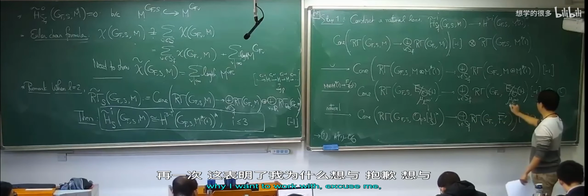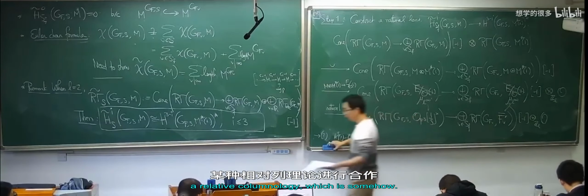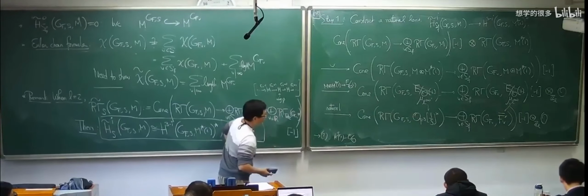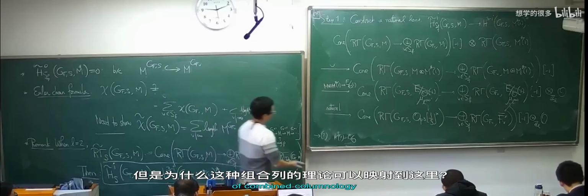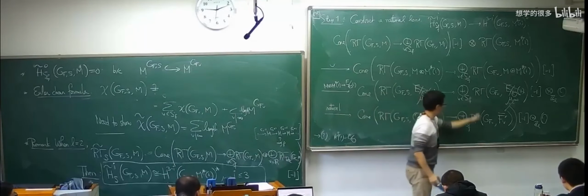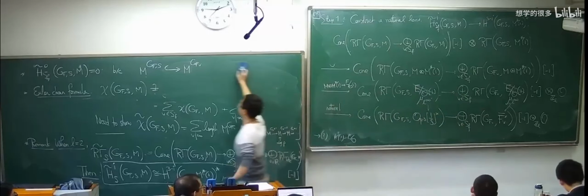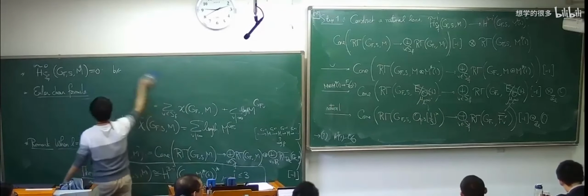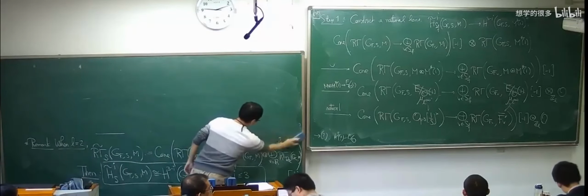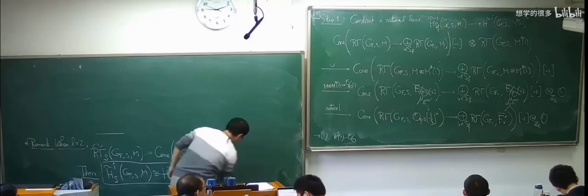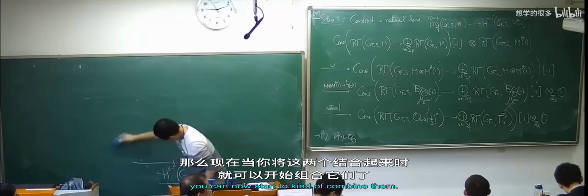Once again, this is an indication of why I want to work with relative cohomology. Otherwise, if you take cohomology, this column maps to here, and this column maps to here. But why does the combined cohomology of this map to the combined cohomology over here? So we save the trouble of discussing the extension classes and stuff. So now when you have these two, you can start to combine them.